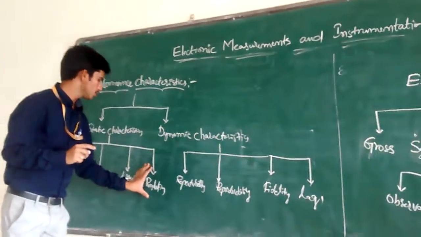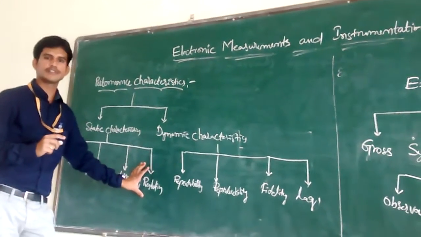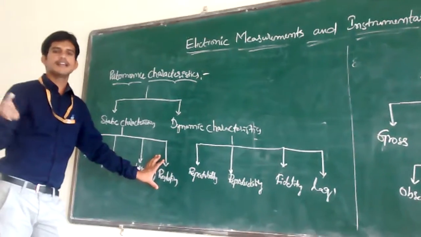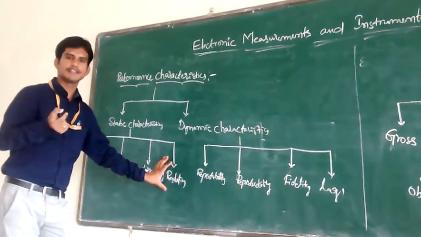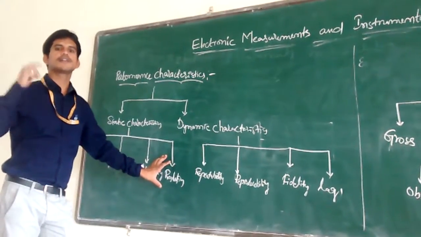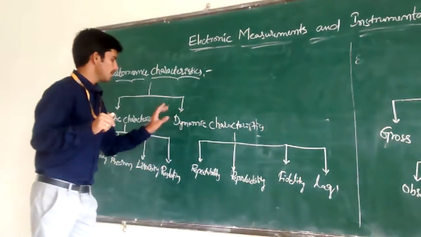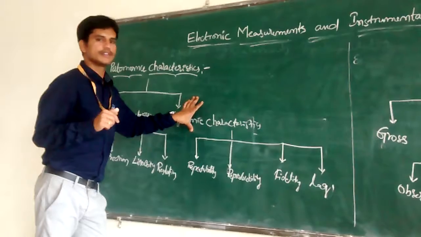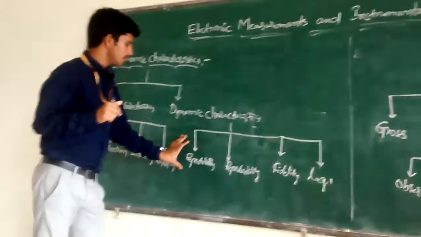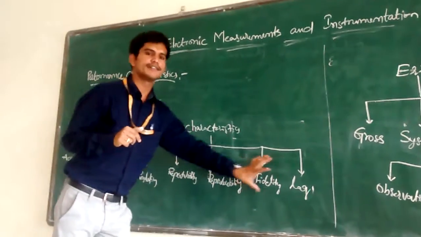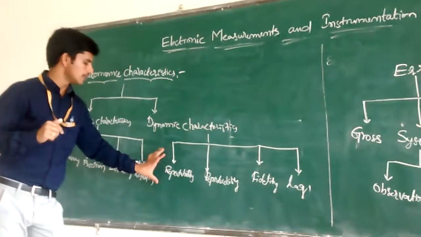And coming to the fourth static characteristic of a device, the resolution. Resolution is defined as the smallest change in the input of the device which may cause a change in the respective output. Then coming to the dynamic characteristics of the instrument, these are again in different categories: repeatability, reproducibility, fidelity, and lag. We discuss one by one.